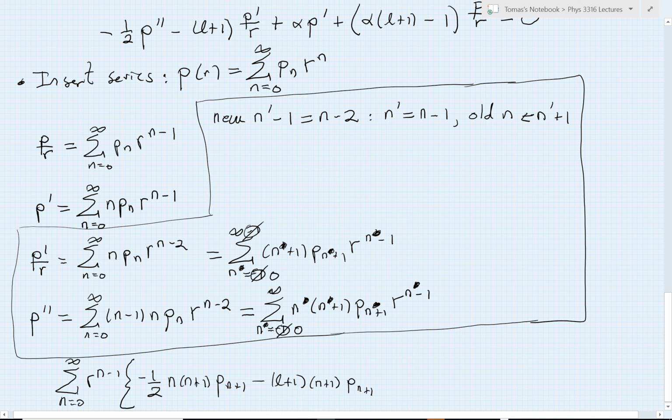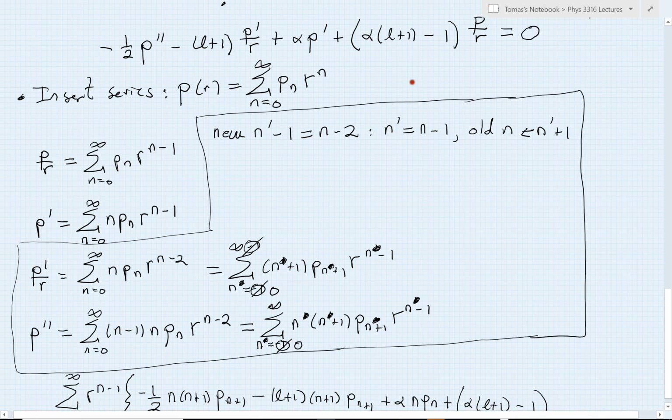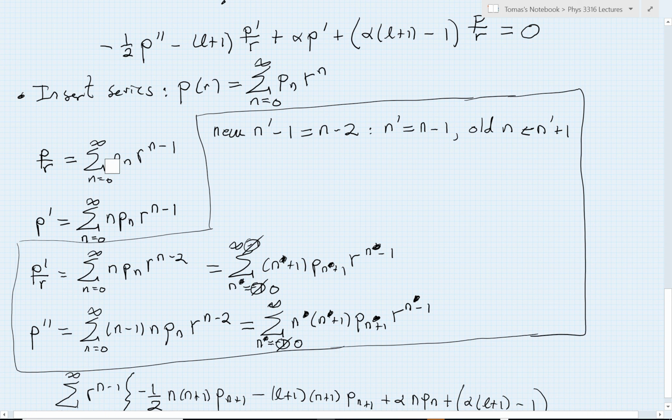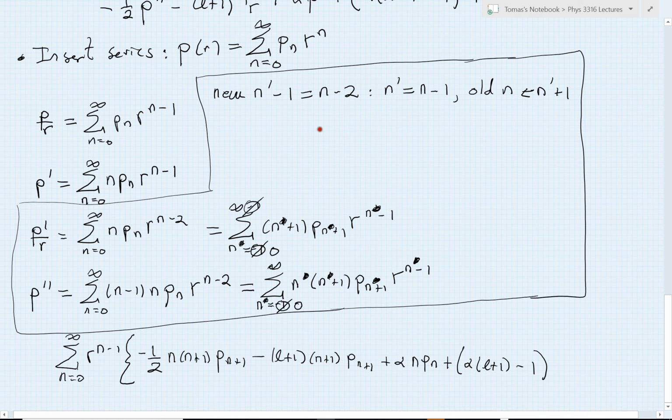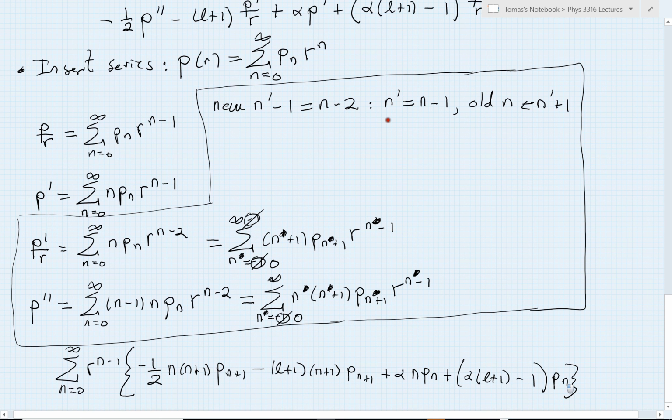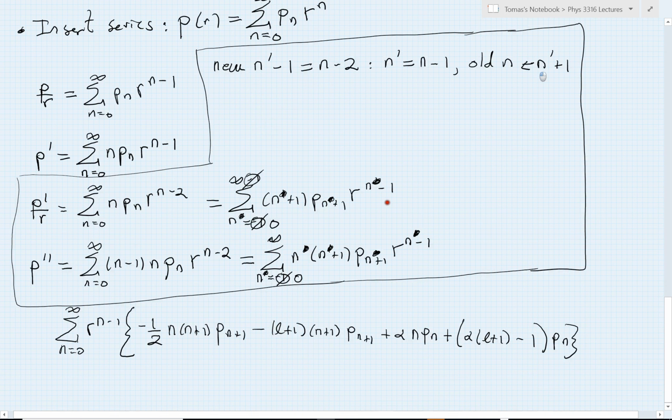Great. Next term. I've got alpha times the p prime series, so that will be plus alpha. And the p prime series has just n p_n times the r factors, so there's n p_n. And then finally, I have this more complicated factor, so I've got plus alpha times L plus 1 quantity minus 1, all multiplying the p on r series, which is written down right here at the top, which just has p_n and then the powers of r. So that would be p_n. And this whole summation then, according to our equation, has to match 0.